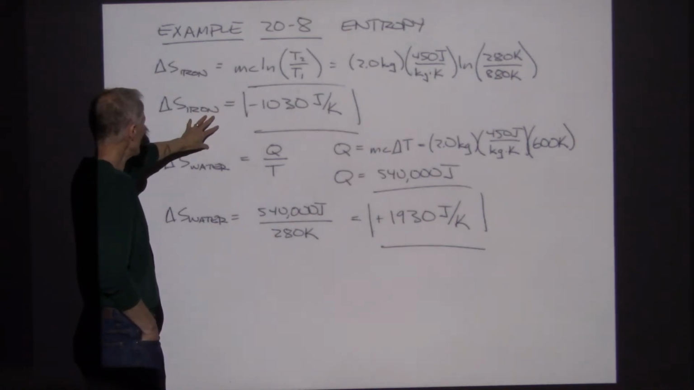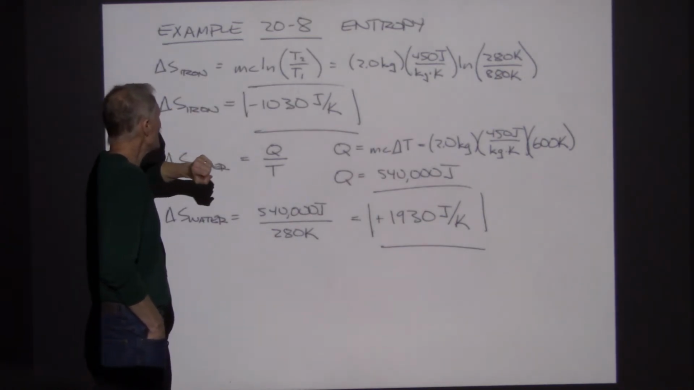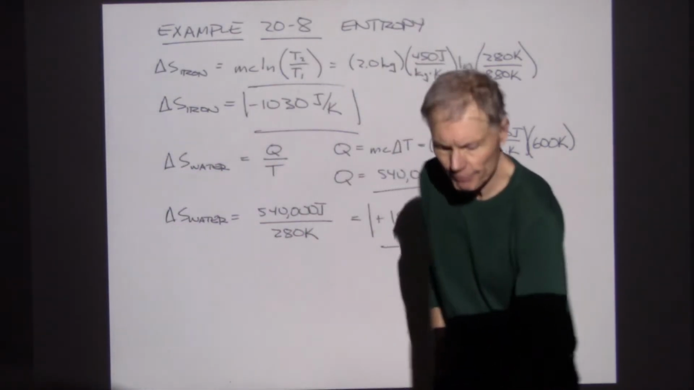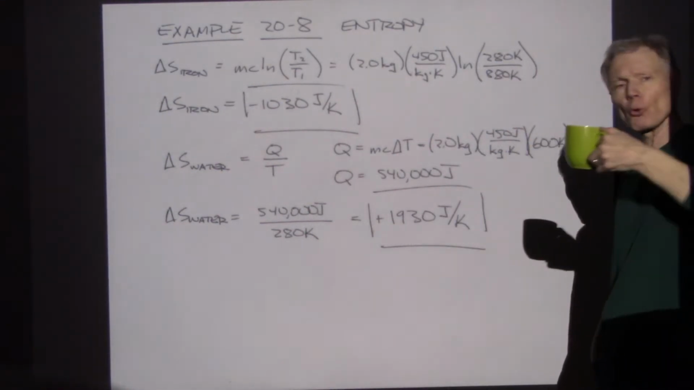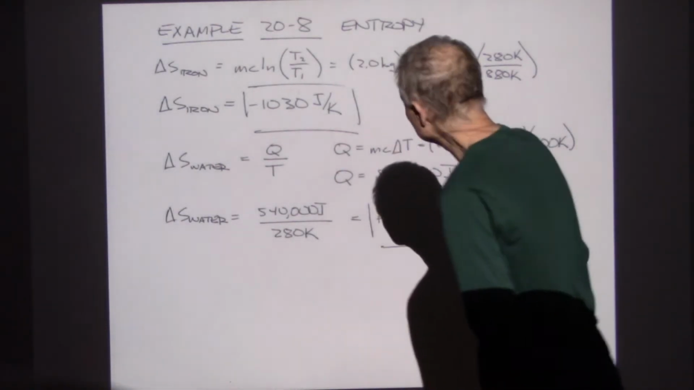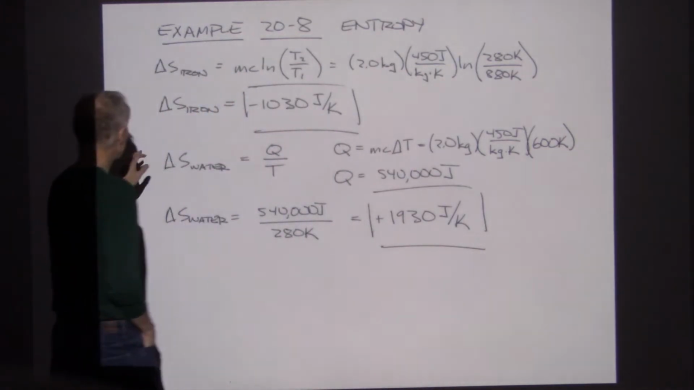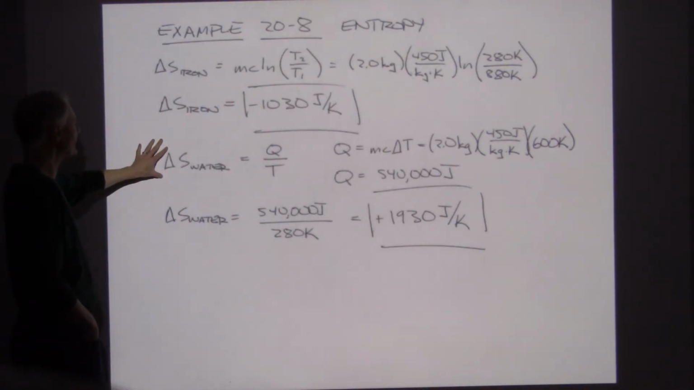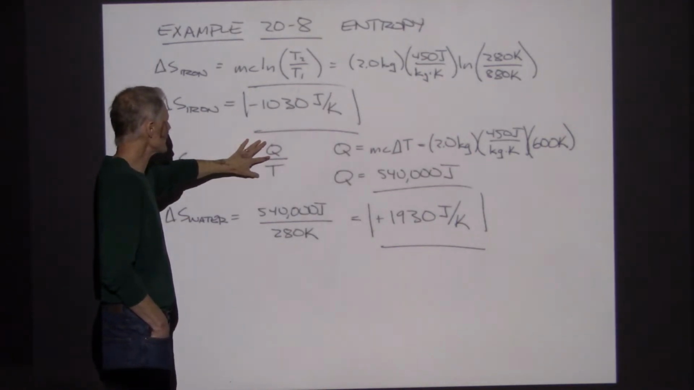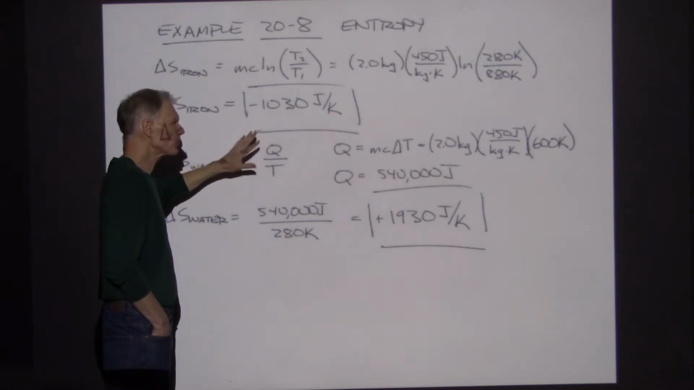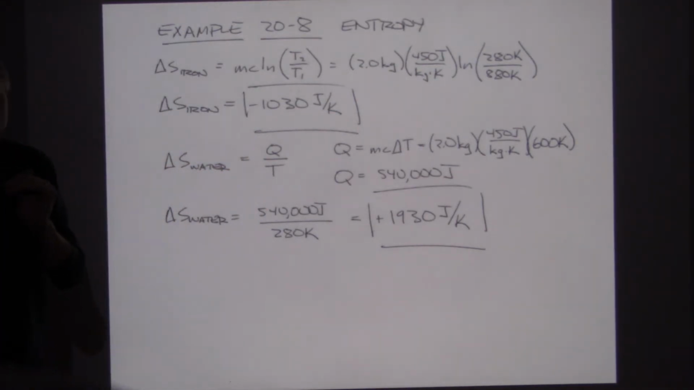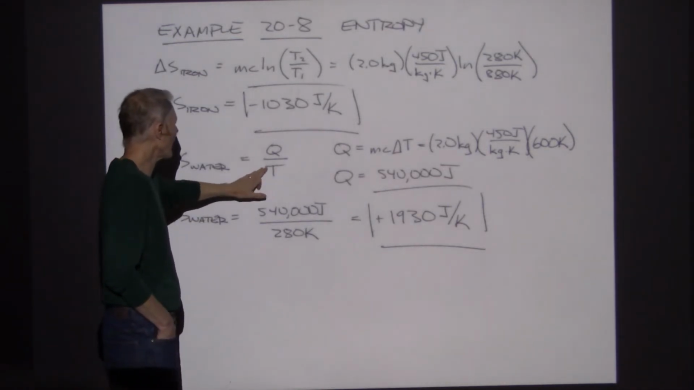So the entropy of the iron dropped, and it dropped by 1,030 joules per Kelvin. Now, as far as the water in the lake, what we can do is say there's a certain amount of Q that came into the lake, and the temperature is very, very slightly affected, so we're going to treat this as constant.